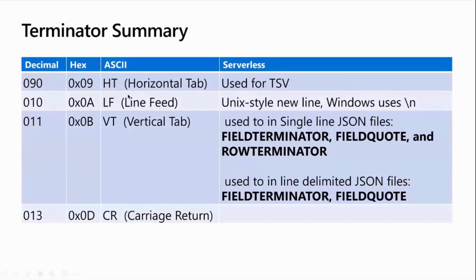This will come up again in the future, but there's also the ability to use other characters. So when you're working with JSON, for example, if you have single-line JSON or multi-line JSON, you need to use certain values of these to make it all work for you. And then of course 13 is our carriage return. So that's a summary of some terminators.